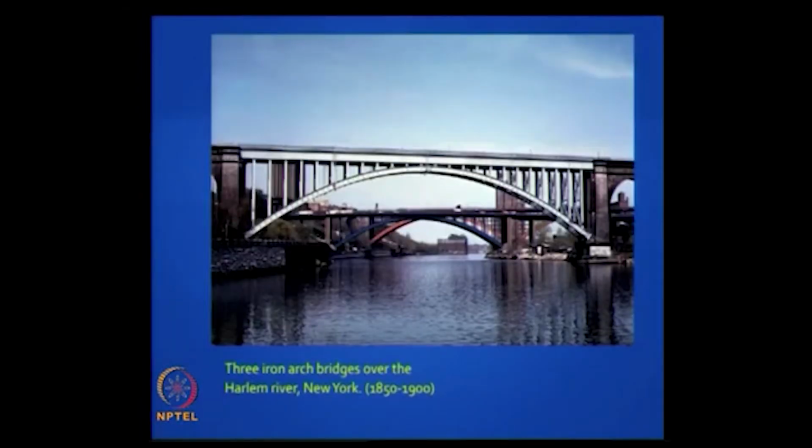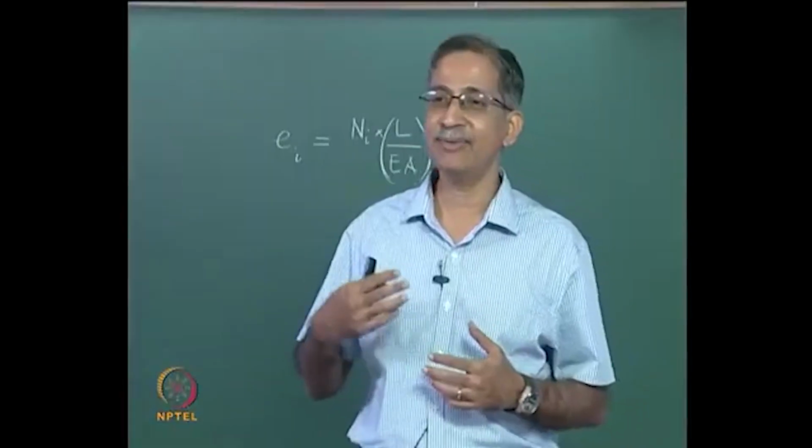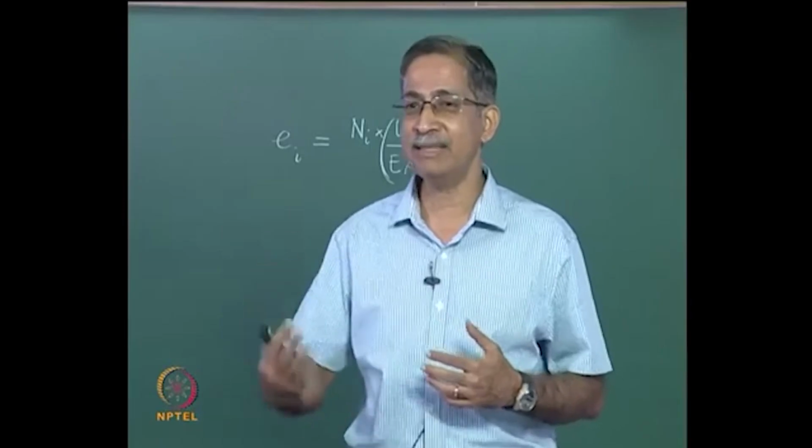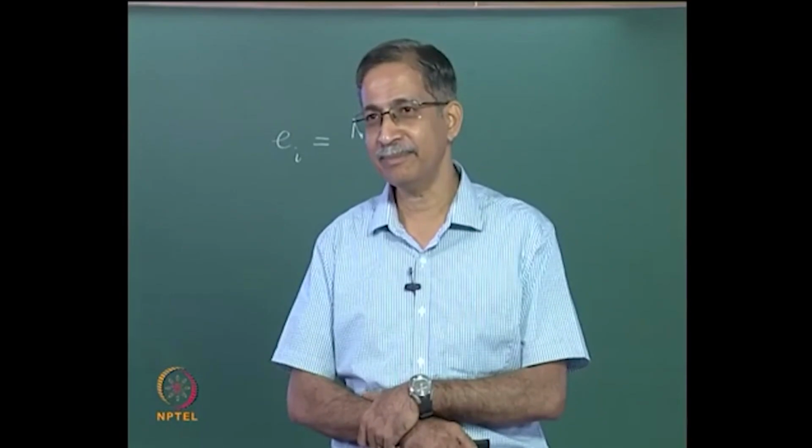This is a favorite quiz question. You see in this picture 3 bridges, iron arch bridges built during 1850 to the 1900s over the Harlem River at New York. What is so special about these 3 bridges? All of them refer to 3 stages, 3 historical advents in the history of structural analysis. What's so special about them?